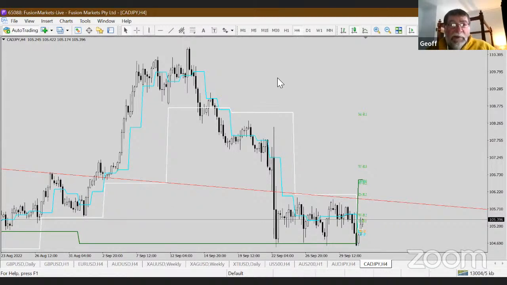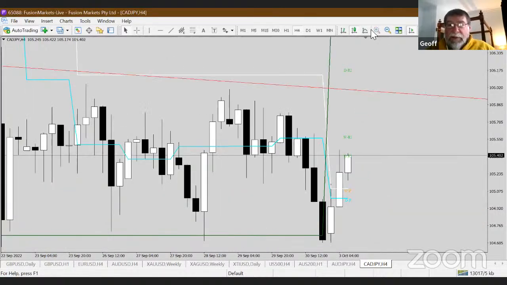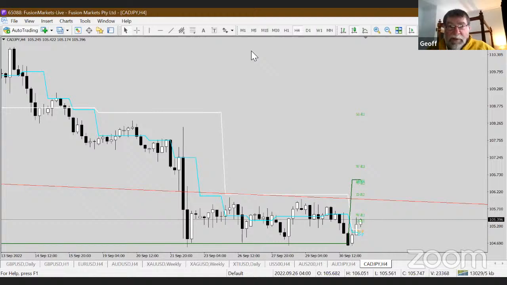Sorry, I've got control panels all over my screen here. I've just got to continuously move them. Okay, that's probably a bit tight for me to see with all those boxes open. Let me put that down there.